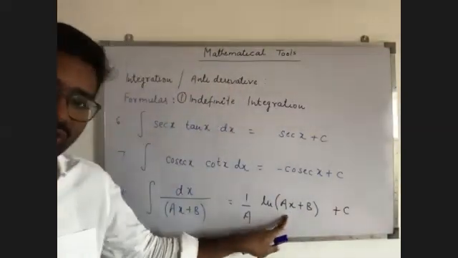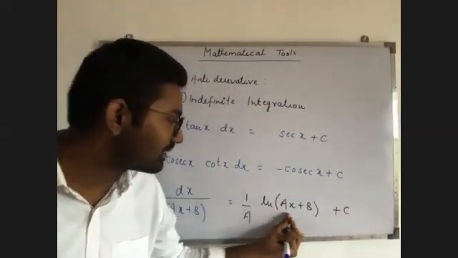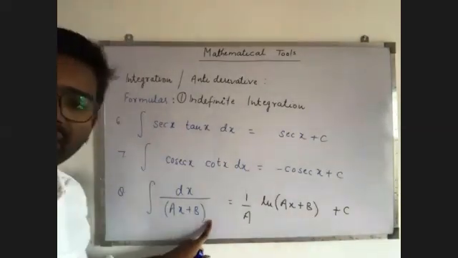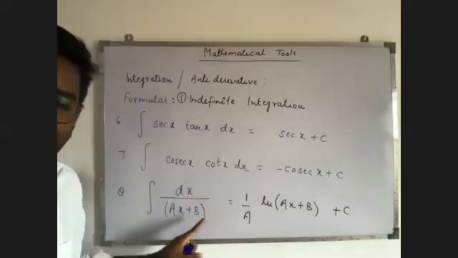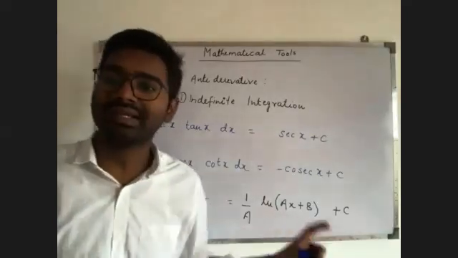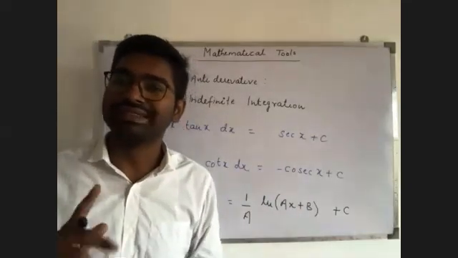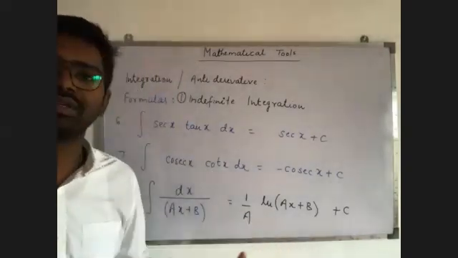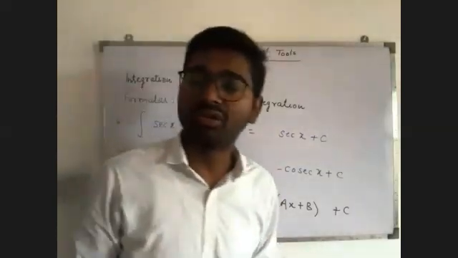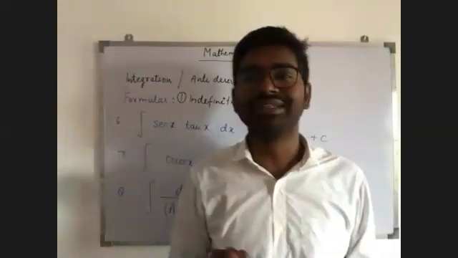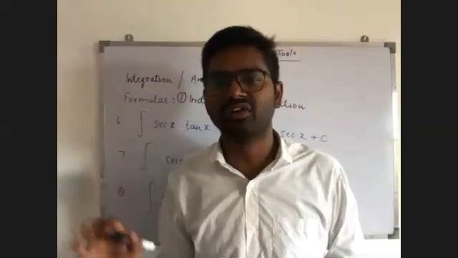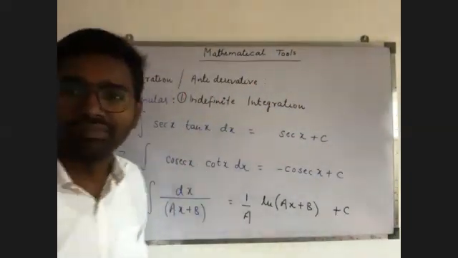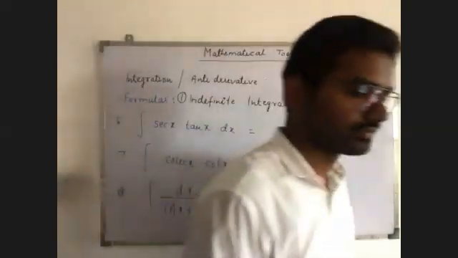If you put a equal to 1, b equal to 0, you will get ln x. If you differentiate ln x, you will get 1 by x, and if you integrate 1 by x dx, you will get ln x. So the integration of 1 by x dx is ln x, as we can see from this formula. This is all about the formulas we are going to use in integration. Only these many formulas are there. So everyone just note it down, then we will start solving some questions based on this.